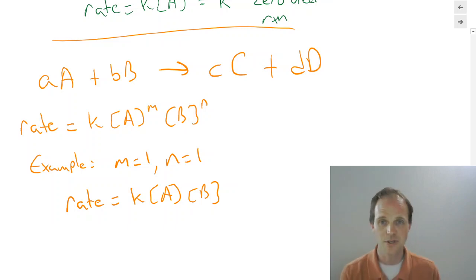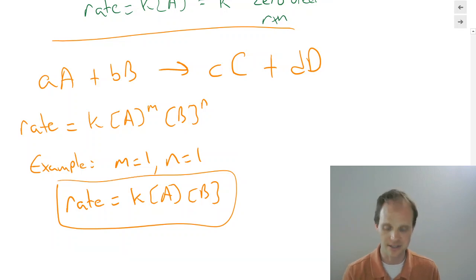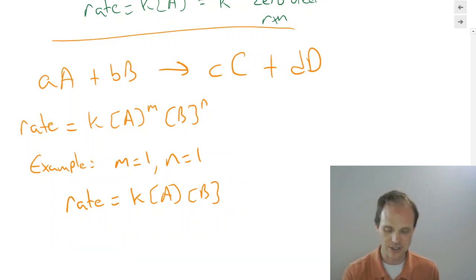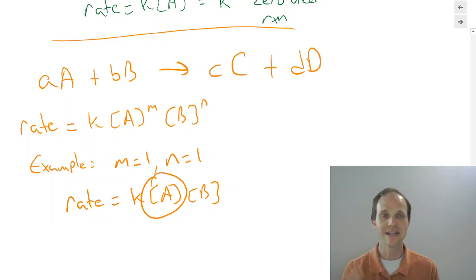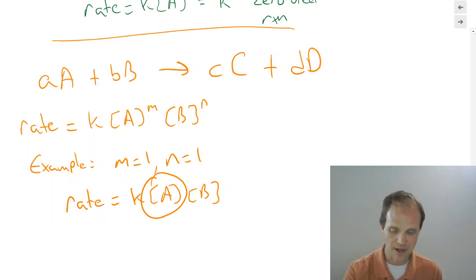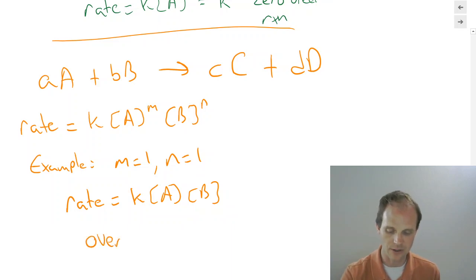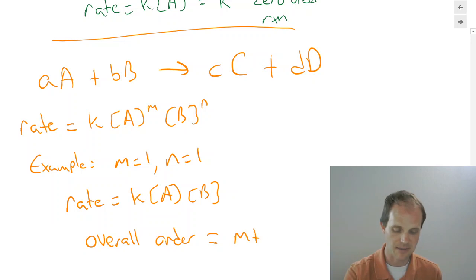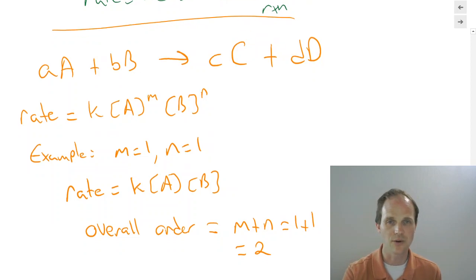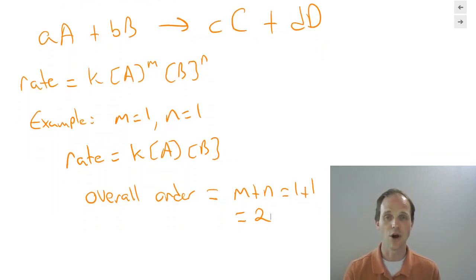And here's the language we use. We say this rate law, the entire thing is the rate law, tells us that the reaction is first order in A. That's the language we use. We say it's first order in A. We also know that the reaction is first order in B. And then we have something we call the overall order. It's just the sum of the orders. In this case, it's m plus n equals 1 plus 1 equals 2. And the overall order, we say it is second order overall.